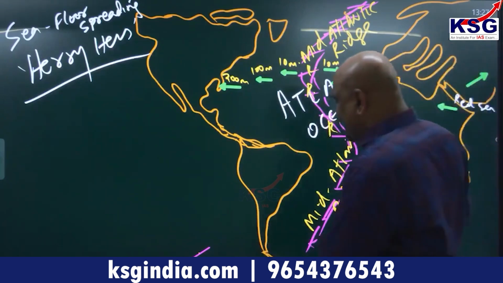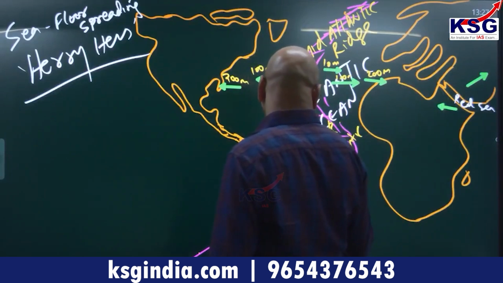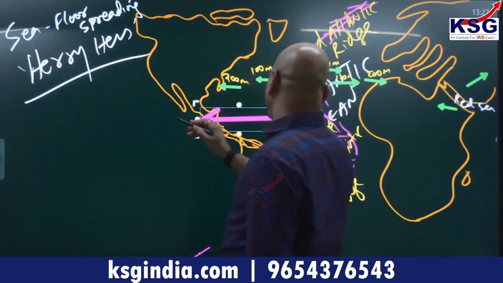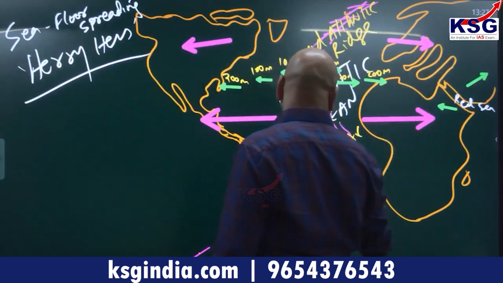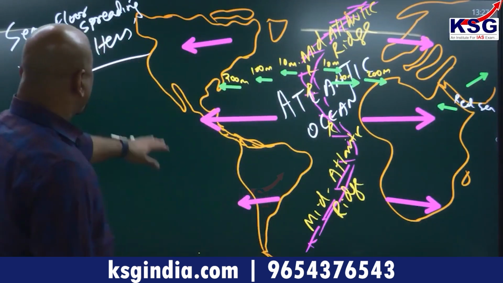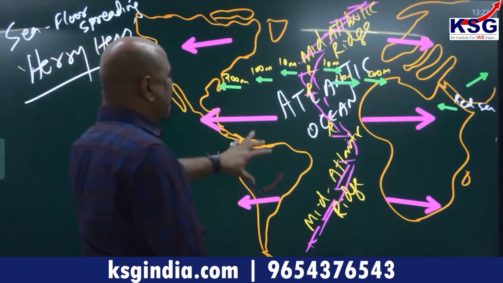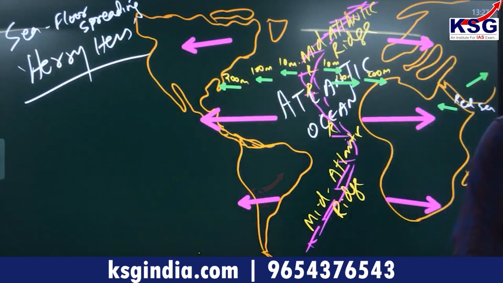This theory says that this particular ocean was formed because of divergence. On both sides there is a divergence, and the sea floor, the Atlantic Ocean, was developed because of this. Sea floor spreading, this concept given by Harry Hess, paves the way for the dynamic earth concept of plate tectonics subsequently.